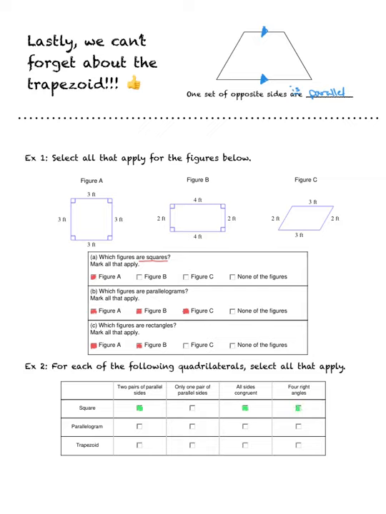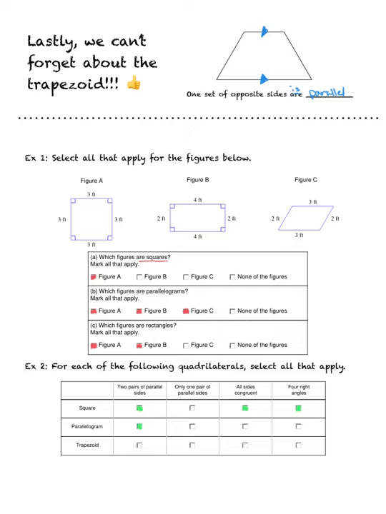Yes, it does. Now let's look at a parallelogram. Does it have 2 pairs of parallel sides? Well, if you're not sure, go back to the last page. A parallelogram, number 2, opposite sides are parallel. So yes, it does have 2 pairs of parallel sides. Therefore, it does not have only one.